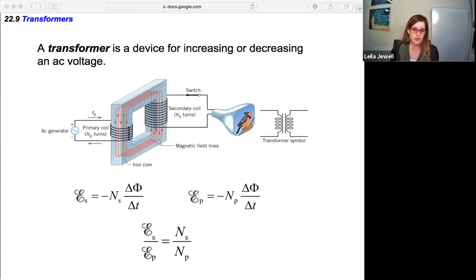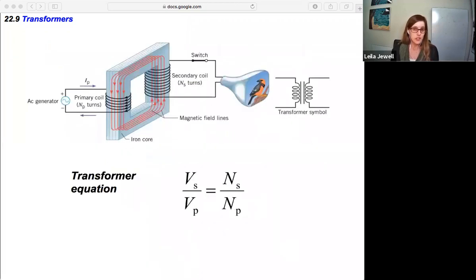So instead of writing this in terms of EMFs, oftentimes we switch to using voltages. And this is known as the transformer equation, that the voltage in the secondary relative to the voltage in the primary is equal to the number of turns in the secondary divided by the number of turns in the primary. This allows you to change the voltage in any instance.